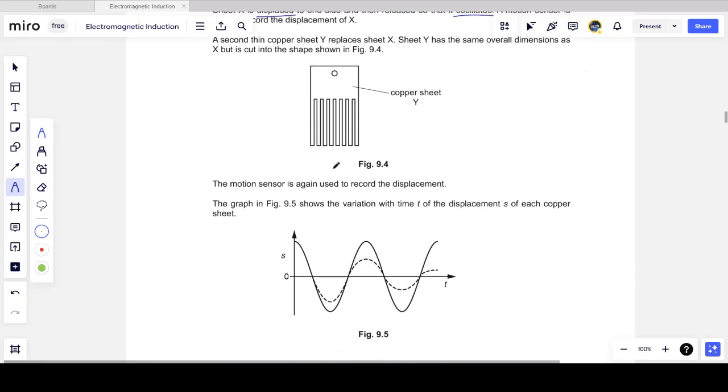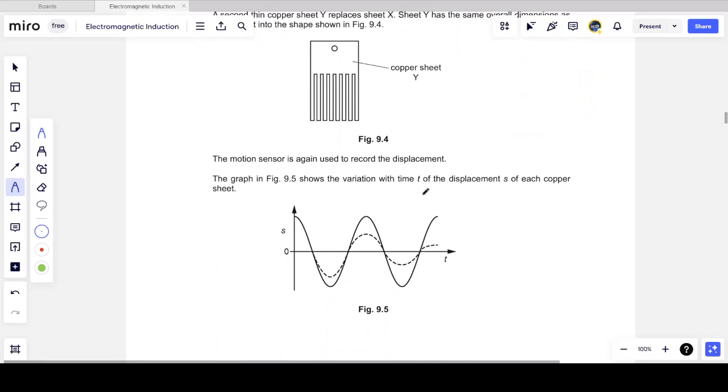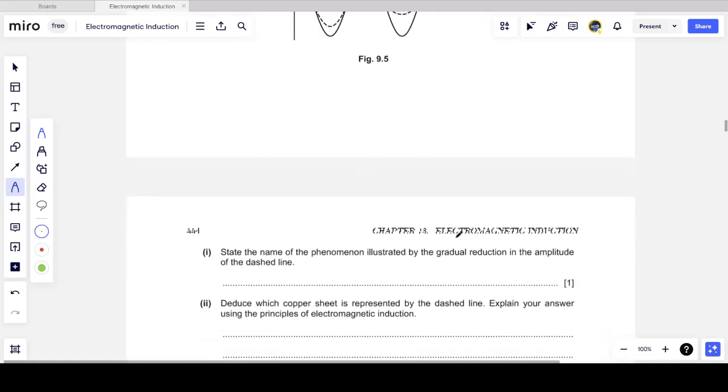What we find is that a graph of displacement versus time for both x and y is given. And we don't know which one is which. So we have a solid line, which is not really changing with time, which is a nice, very simple harmonic-ish motion. And the dashed line is like simple harmonic motion, but it seems to be damped in some way. So it's not completely simple harmonic.